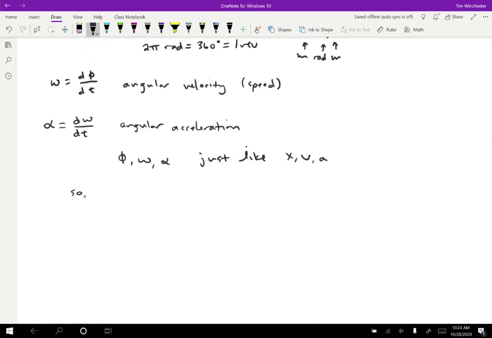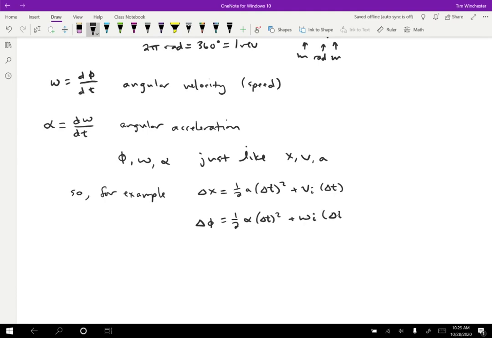So, for example, we had before delta x equals 1/2 a delta t squared plus the initial velocity times delta t. Well, now we can just make those replacements. So for constant acceleration, we have delta phi equals 1/2 alpha delta t squared plus the initial angular velocity times delta t for constant angular acceleration motion. So where the first one was for constant a, the second one is for constant alpha. So every one of the formulas we had like that, we can just make those replacements and we get all of those kinematics equations for free.